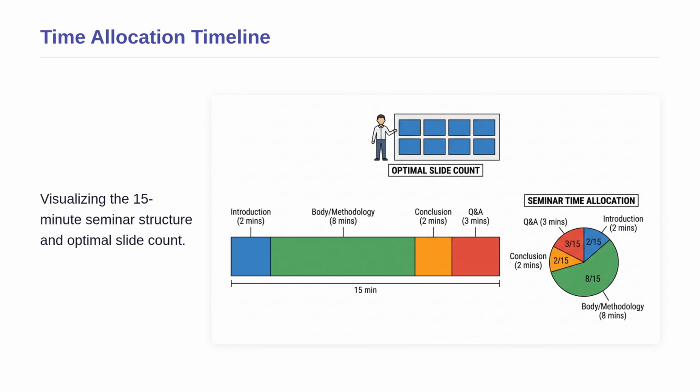Then, a brief 2-minute conclusion in orange wraps up the speaking portion. Finally, the critical 3-minute question and answer session is shown in red. Above the timeline, you can see the 8 optimal slides we just calculated, perfectly balanced to fit within the 12 minutes of actual speaking time.